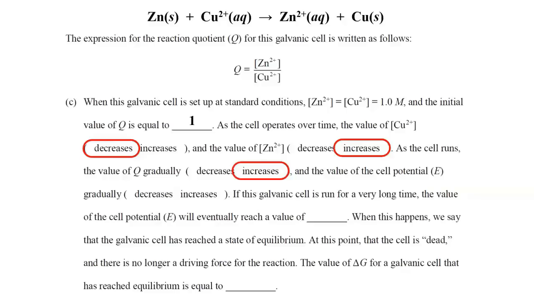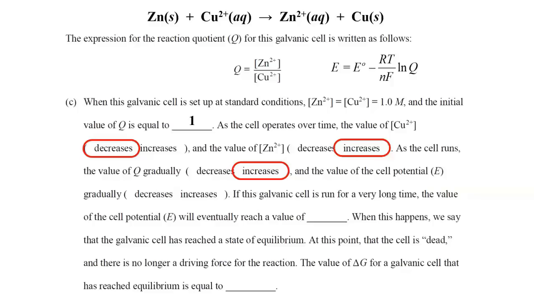Now, what about the value of the cell potential as the cell runs? Here is the Nernst equation on this slide. The non-standard cell potential, which doesn't have the little superscript 0 or degree symbol, is equal to the standard cell potential minus the ratio of RT over nF times the natural log of Q.